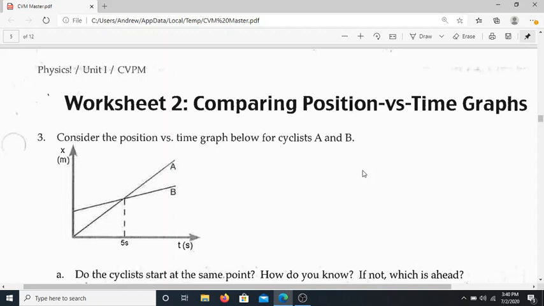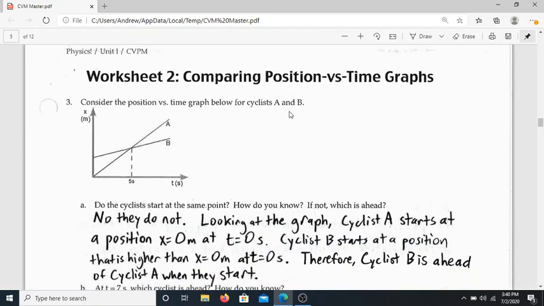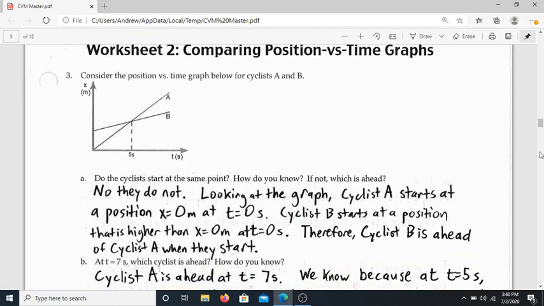All right, so hopefully you have had a chance, ladies and gentlemen, to work through question 3 and all the different parts for it. So let's review. To start with, do the cyclists start at the same point? How do you know? If not, which is ahead? I am going to minimize real quick so we can see the full answer. Okay, so right away we can say the cyclists do not start at the same point.